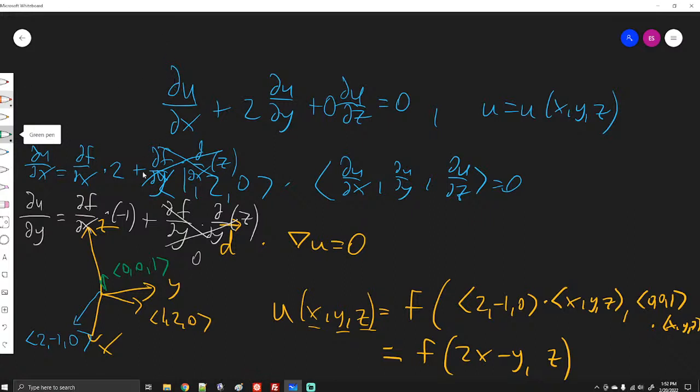Alright, so I'm going to plug in these formulas now into the PDE. For partial of u partial of x, it's going to be 2 df dx, and then plus 2 times du dy, so that's negative partial of f partial x. And 0 just goes away, right? So this here is going to be 0. So this is the correct solution.